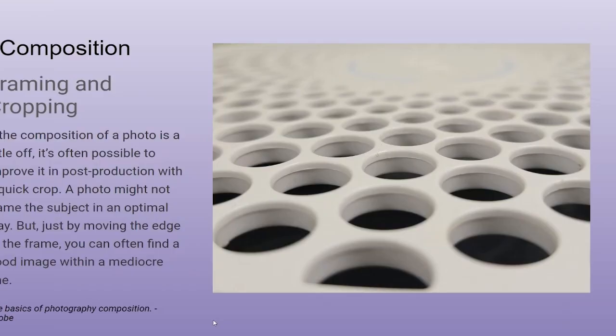So framing and cropping. Again, this is a picture you would have seen before, possibly in the previous video, depending how I split this. But again, if composition of a photo is a little bit off, it's often possible to improve it in post-production with a quick crop. So you can edit out certain things. And if you're talking about the rule of thirds and something's just a little bit off, you can crop the picture so that it ends up in the right place.